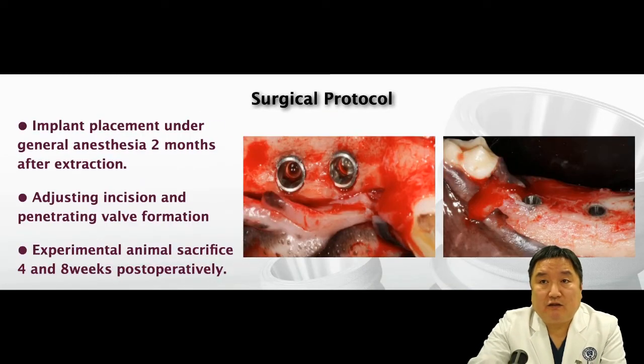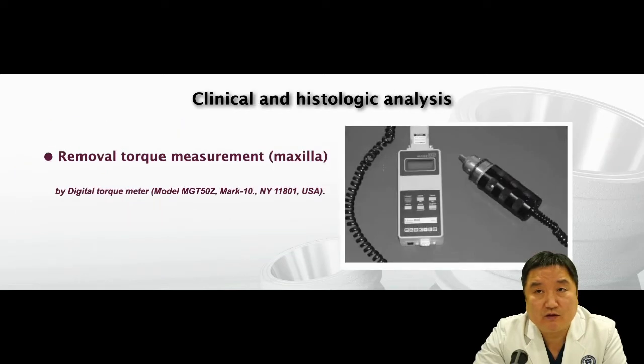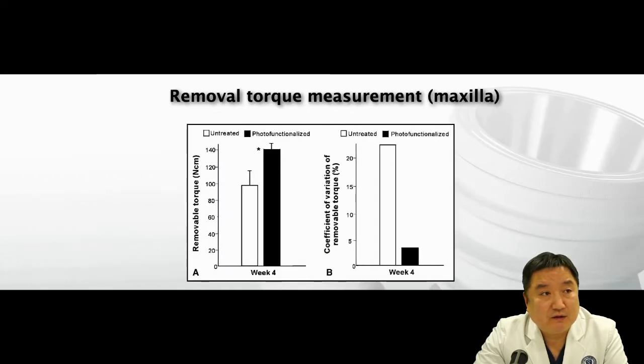And this is a picture after the surgery on the dog. The teeth were extracted and the sockets were healed for 2 months, and then an implant was installed. The first thing that we did was measuring and comparing removal torque of the implants that were placed on the maxilla. Removal torque is the force required to remove an implant from the bone.